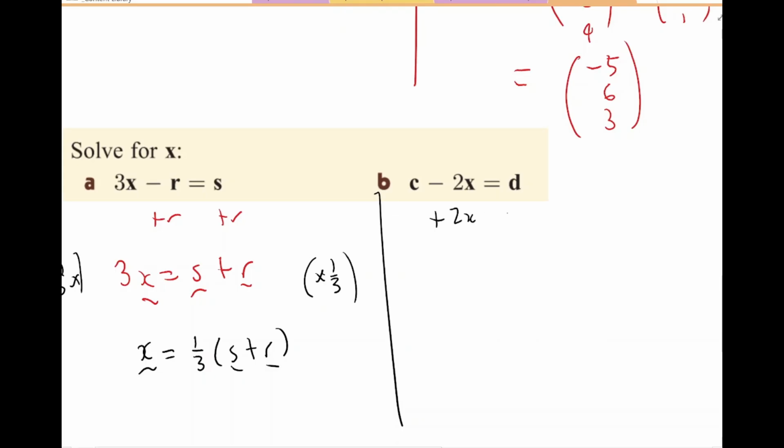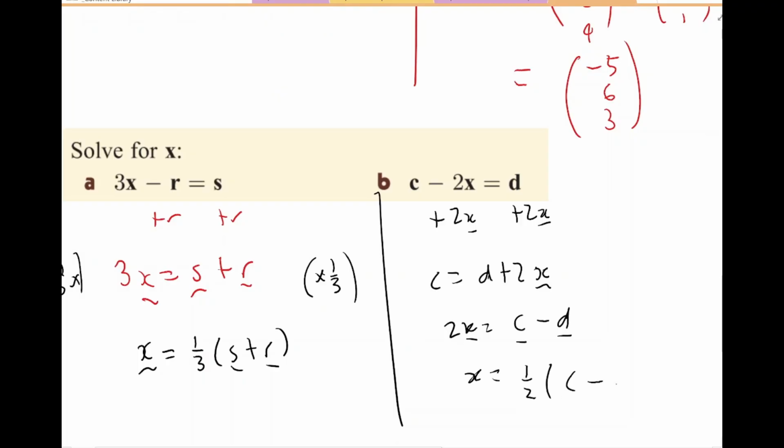C take 2x equals d. If we add 2x to both sides, I'm going to get c equals d plus 2x. So 2x is going to be c take d once I take d from both sides. So x is going to be a half bracket c take d once we solve that. And that's how you do algebra with vectors.